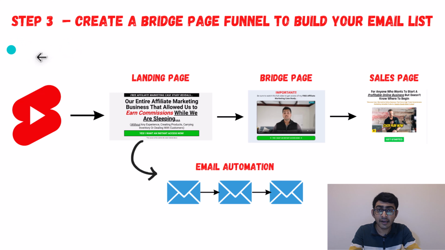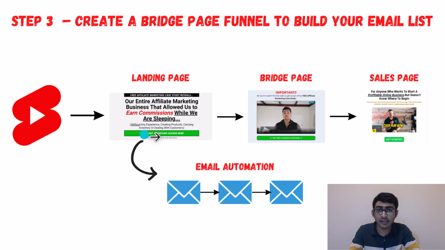Now once you start creating content on YouTube Shorts, then in the third step, you need to create a bridge page funnel to build your email list. As I told you before, at the end of all of my YouTube Shorts, I give people a call to action that if you want to get my free affiliate marketing case study, then check the first comment. When someone clicks the link in my first comment, they will come to this page. This page is called a landing page, and inside this page, I capture people's name and email address.